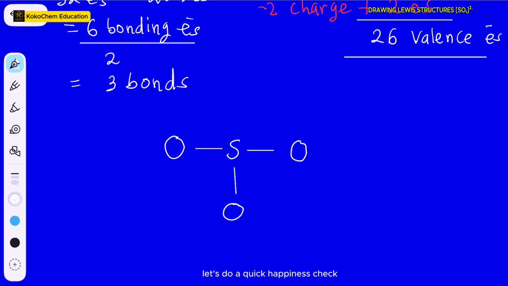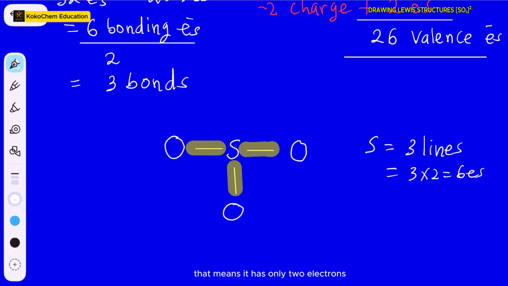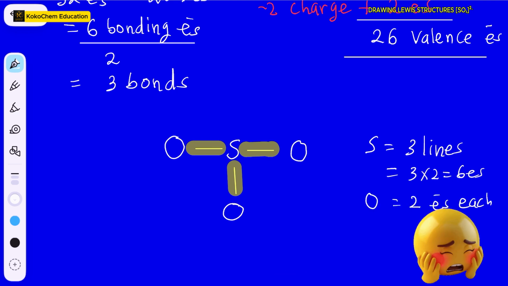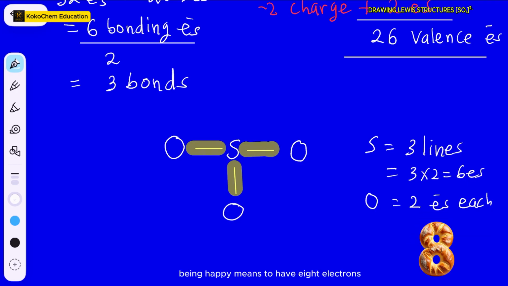Let's do a quick happiness check. Remember that each line, or each bond, has 2 electrons. Sulfur has 6 electrons. Each oxygen atom also has 1 line bonding to sulfur. That means it has only 2 electrons. That means sulfur and oxygen are both very unhappy. Remember, being happy means having 8 electrons.